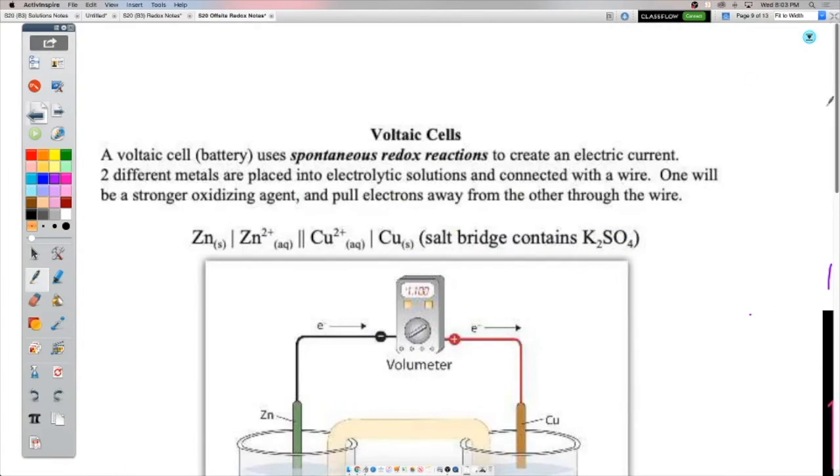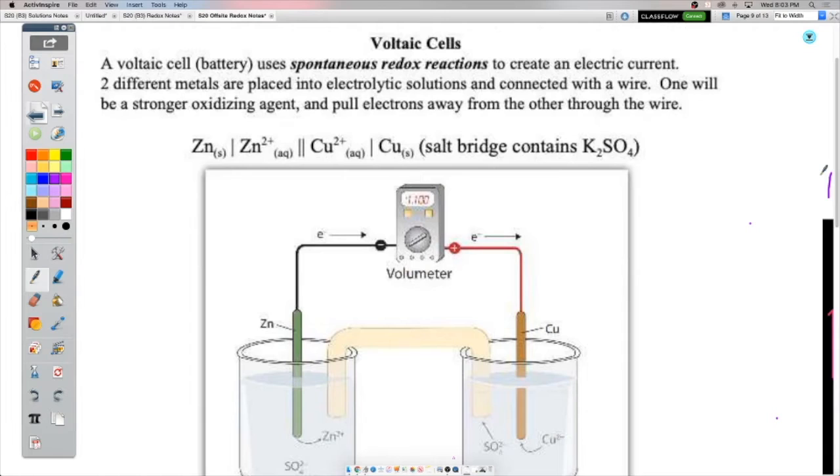Okay, so back to our notes really quick. We're on page 8 now. Okay, this is our kind of our last topic. We're just now going to look at the applications of these ideas of reduction and oxidation, something that you kind of use every day, even if you don't realize it.